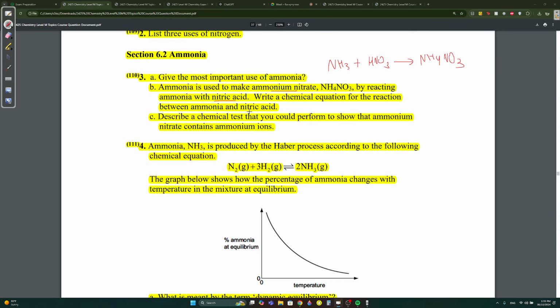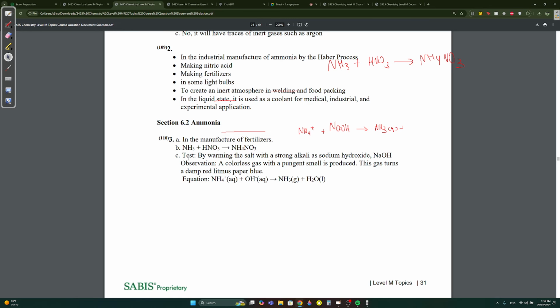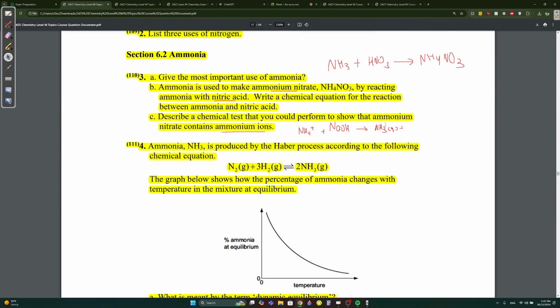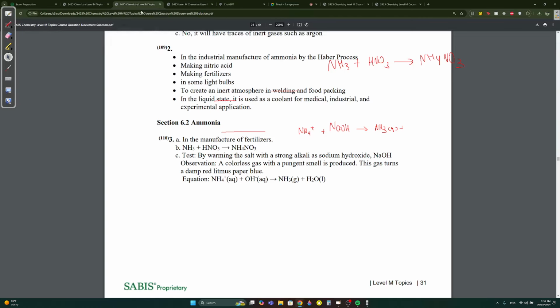Then for part C, they said describe a test that you could perform to show that ammonium nitrate contains ammonium ions. Remember, to test for ammonium ions, you add a base, and you would get ammonia gas, and I think you get water. Yes, it's water. And what observation would you get when you get ammonia gas? You change litmus paper from red to blue, and it produces a pungent smell.